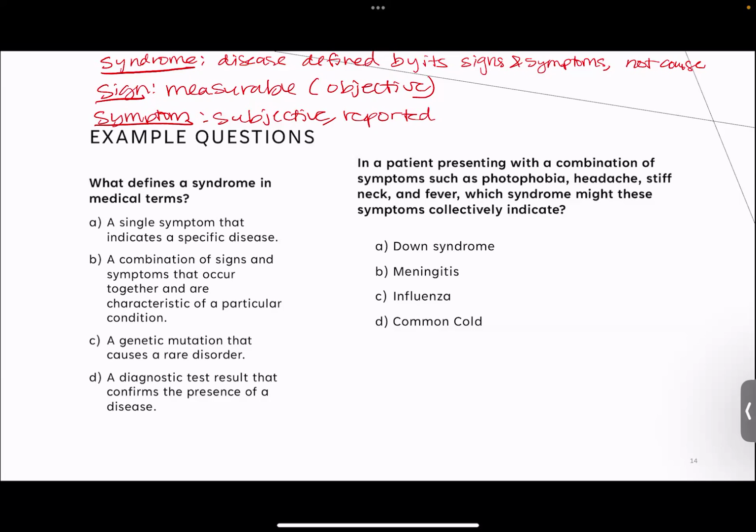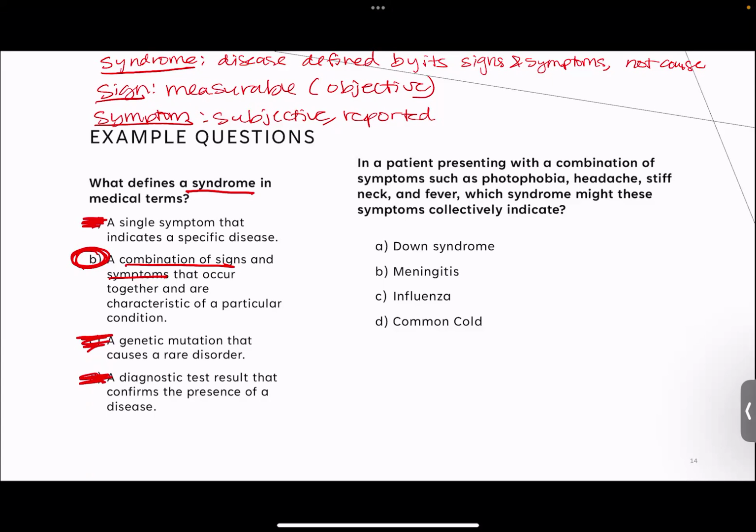All right, so what defines a syndrome in medical terms? Is a syndrome a single symptom that indicates a specific disease, usually a set of signs and symptoms? Is it a combination of signs and symptoms? Yes, it is this, that occur together and are characteristic of a particular condition? Probably B. A genetic mutation that causes a rare disorder or a diagnostic test result? No, it's just going to be defined by its signs and symptoms, not the test result thing, not the fact that you have a genetic mutation. It's defined by the signs and symptoms.